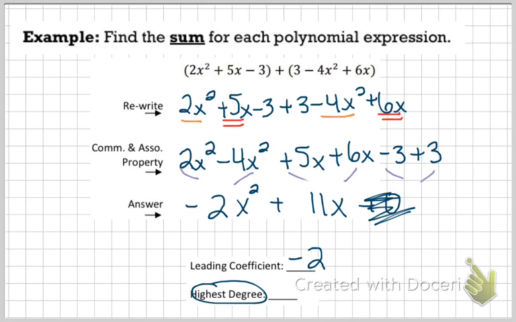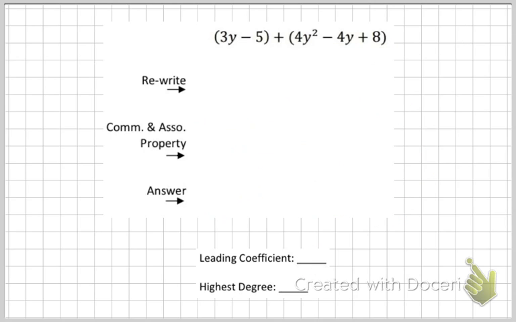What's the highest power, the highest degree? A 2. Let's try another example. Here we have a binomial adding with a trinomial.